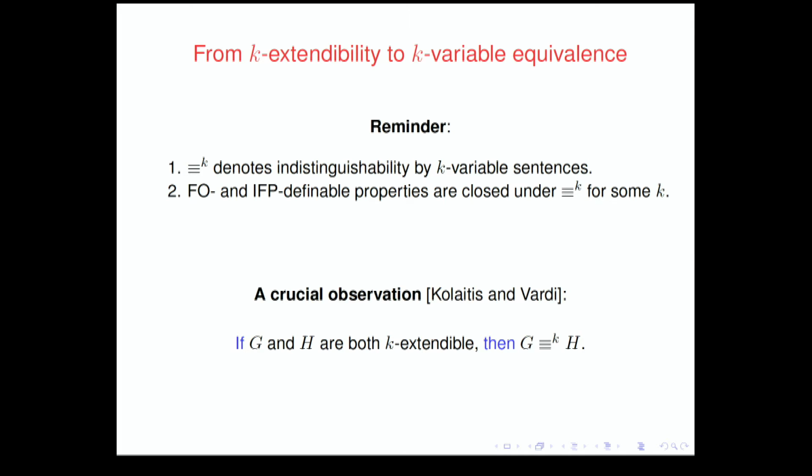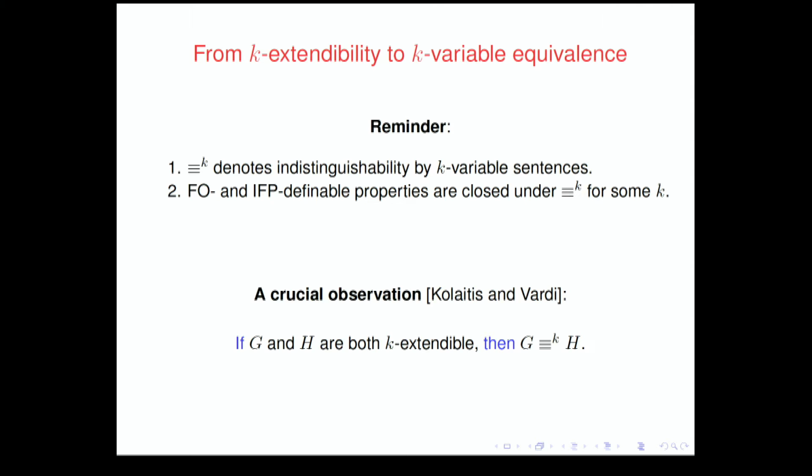And there is a very simple argument for that, which is based on the game characterization of this equivalence relation. So remember that two things are indistinguishable if duplicator has a winning strategy in the k-pebble game. And now, let's see how we can use the fact that they are extendable up to k to design this winning strategy, and then we'll be done. So how is the winning strategy working?